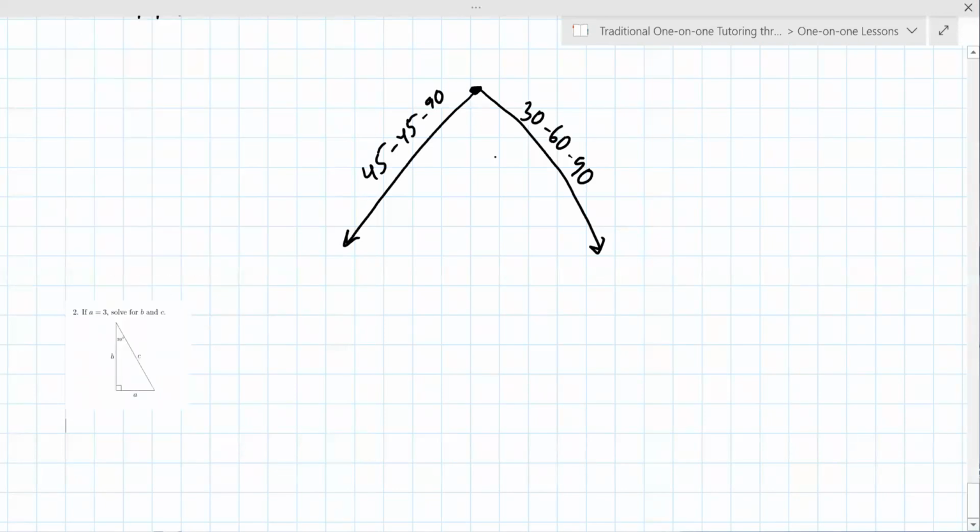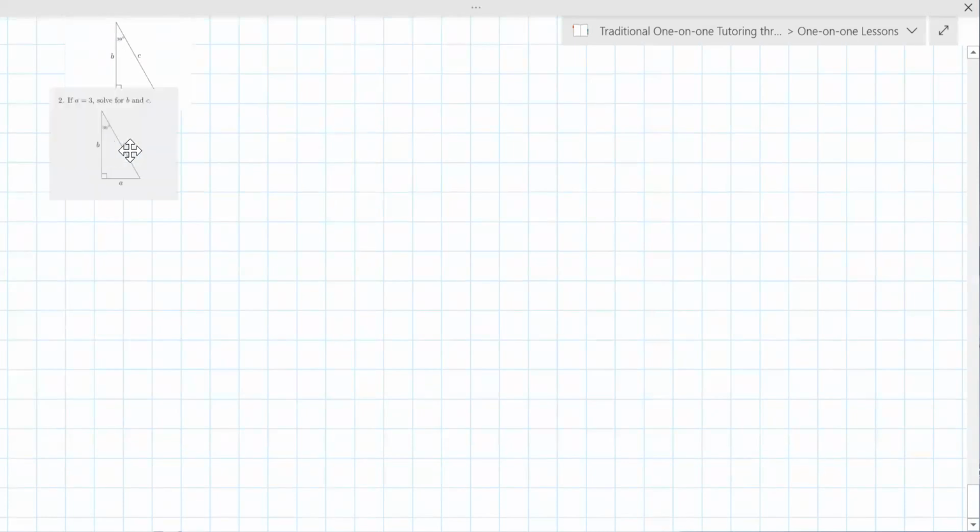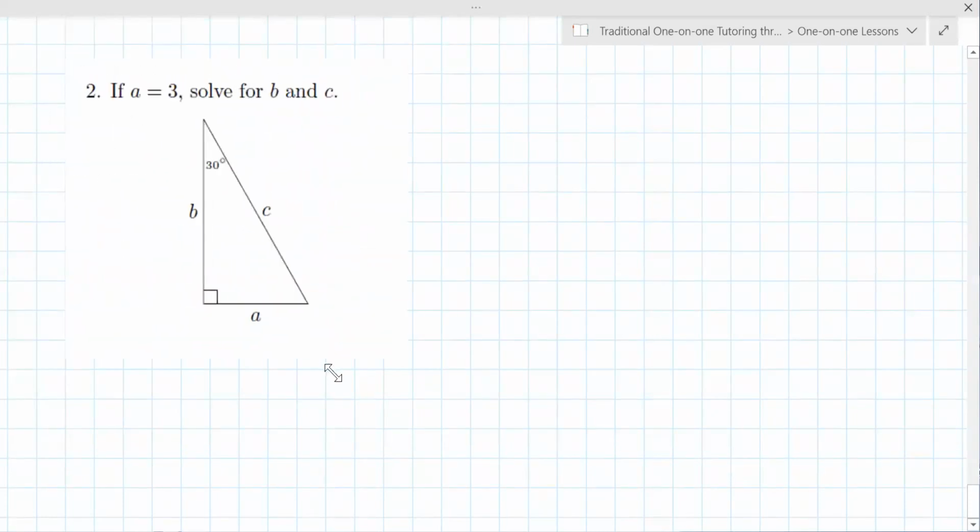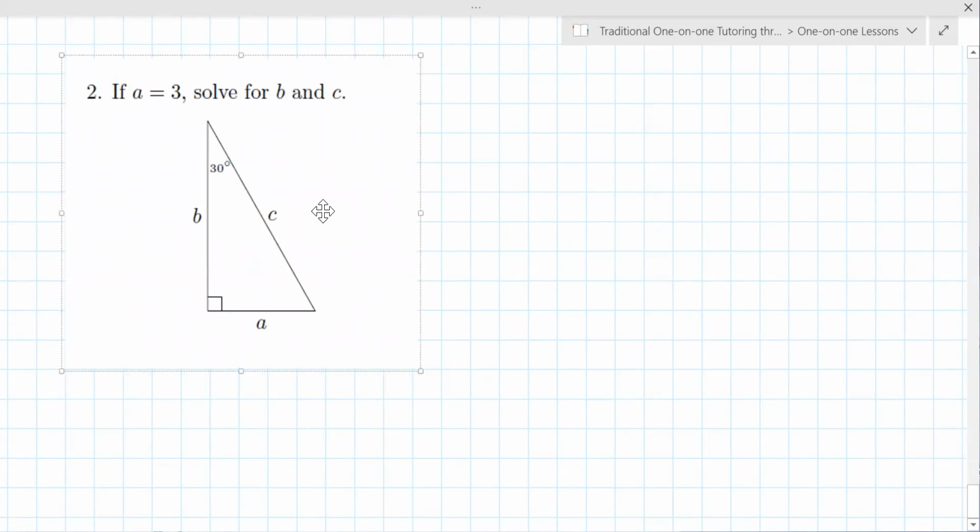Okay, so here's a 30, 60, 90 triangle. And kind of like the last problems that we did, we're going to talk about why this is a 30, 60, 90 triangle. Well, there's a 90 degree, there's a 30, which means that this one is 60.